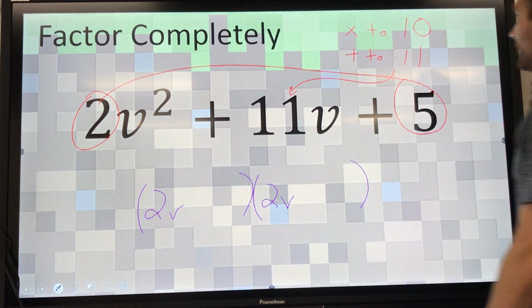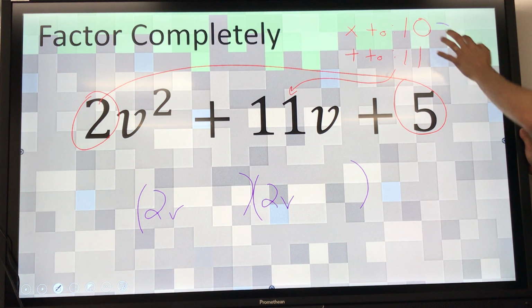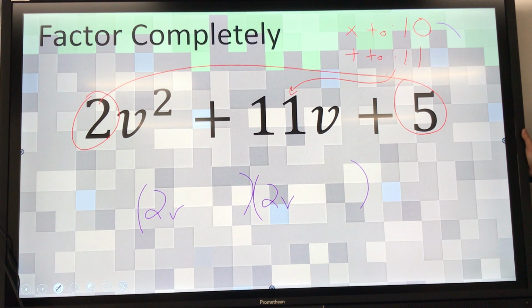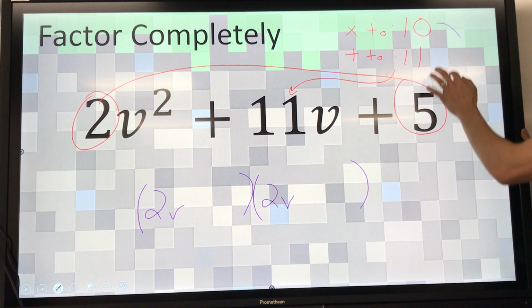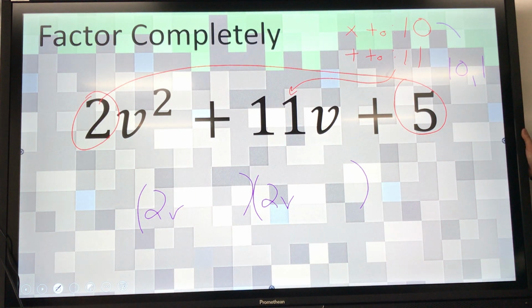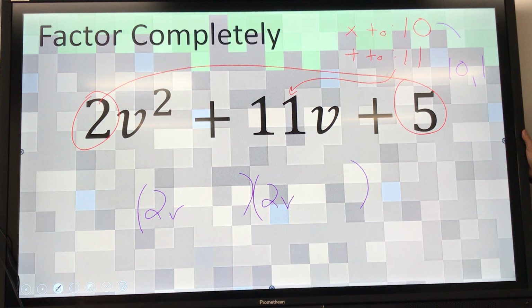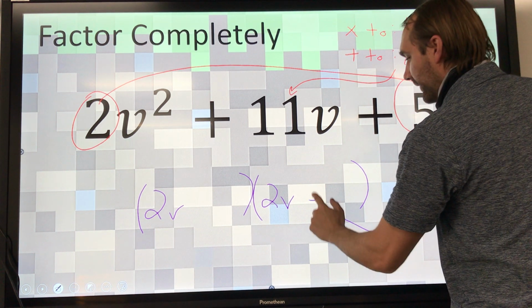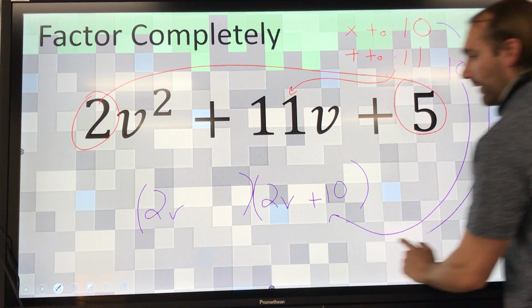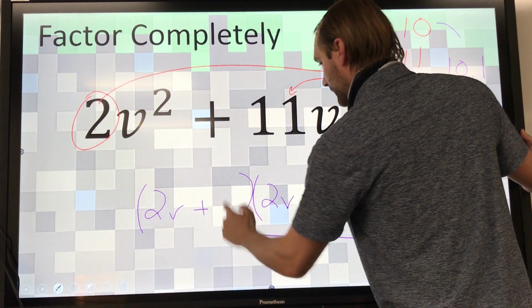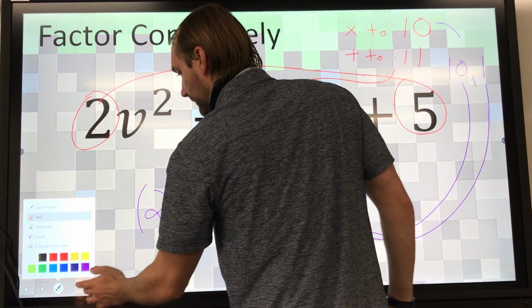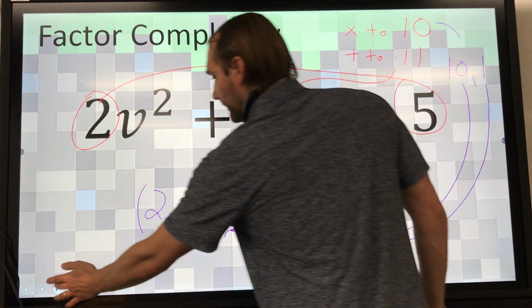This looks easier than the last one. What two numbers multiply to 10 and add to 11? Very good. 10 and 1, right? 10 times 1 is 10. 10 plus 1 is 11. So what do I do with these magic numbers? Where do they go? In the parentheses, right? Put in a plus 10, and then put in my plus 1. Are we done? No. What's next?